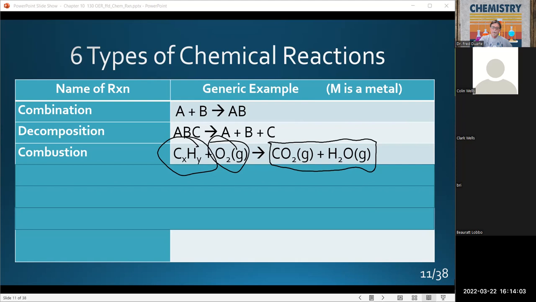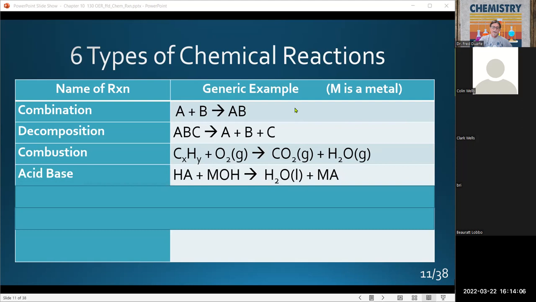Okay, combustion reaction. Acid base: in this chapter we spoke about an acid and a base. An acid, by definition, is anything that produces a proton, reacting with a compound that produces a hydroxide ion, which will be an ionic compound, M and OH. The only products you get will be water and the corresponding salt, which is the metal, whatever metal that was, and the anion of the acid.